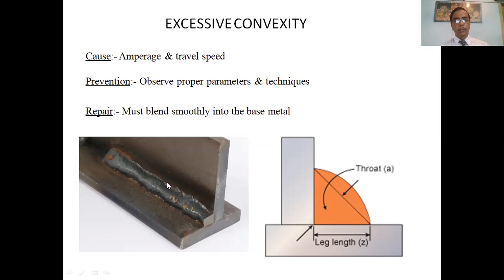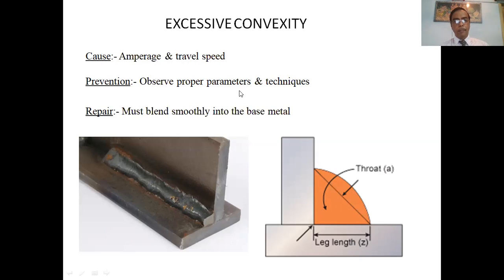So amperage causes excess convexity and excess material. Amperage and travel speed are the causes. So it should be a faster travel speed. With slow travel speed, there is excess material.